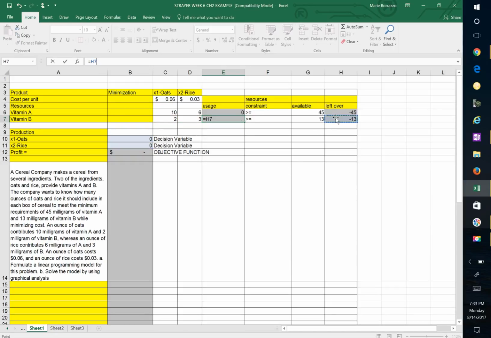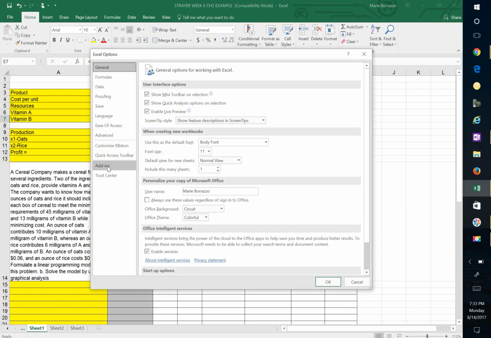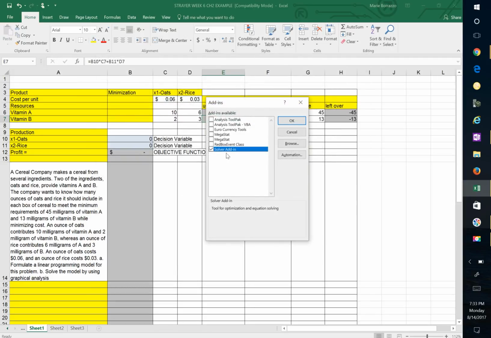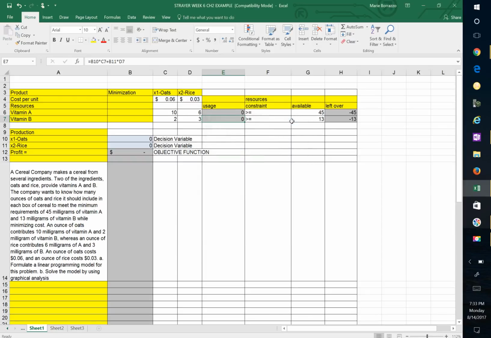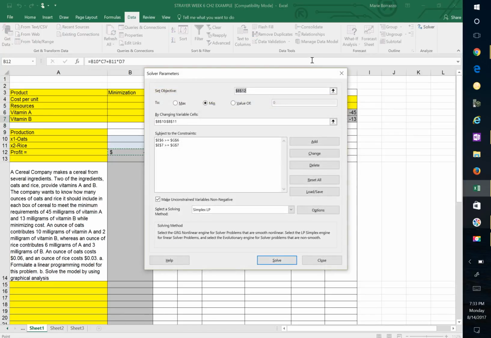The other technical thing that you will have to do here is you will have to go to File, Options, Add-ins, then you're going to go to Solver Add-in and you're going to hit OK. When you do that, you just have to go to Solver Add-in and click on that and hit OK. Once you do that, you go to Data and check for the Solver button here, which should be highlighted.